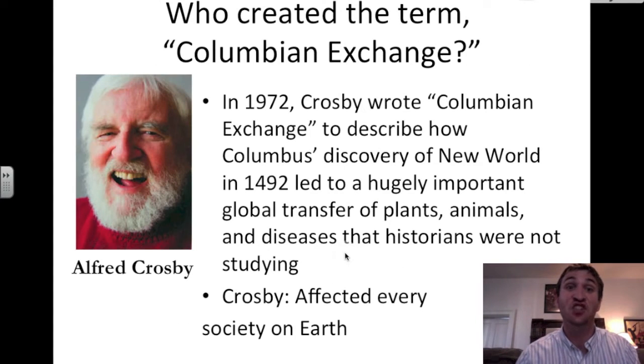Now we delve into the Columbian Exchange itself. The Columbian Exchange is a term, an idea that was invented by this white-bearded man, Alfred Crosby. In 1972, the historian Crosby wrote a book called The Columbian Exchange to describe how Columbus's discovery of the New World in 1492 led to a hugely important global transfer of plants, animals, and diseases that historians were not studying until this time. And Crosby said, everyone was affected on Earth by the Columbian Exchange. Every society in some way changed.